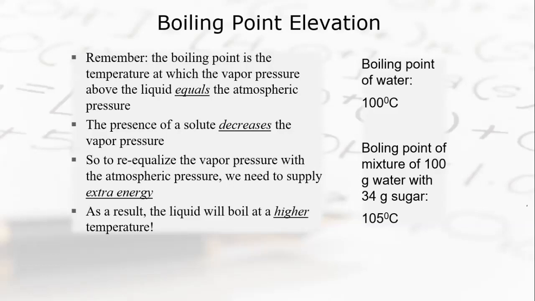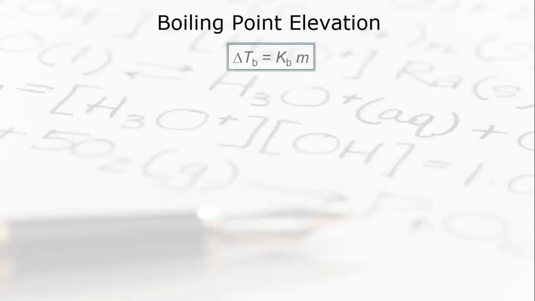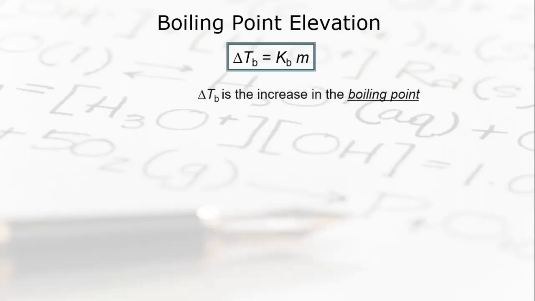Well, just like the vapor pressure, we have a formula to calculate the boiling point elevation. And we have it here, delta T equals Km. Let's see what these things are. So delta T is going to be the increase in the boiling point. We can put a subscript B in there just to remind us that we're talking about boiling. That m there is not the mass, it's the molality of the solution.